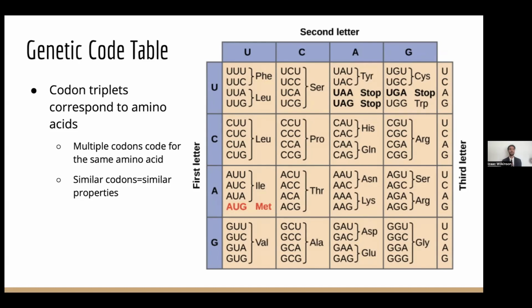This isn't random, this isn't by chance. These similar codons have similar properties. So this is showing us that the creation of the genetic code and amino acids were most likely shaped by some sort of evolutionary process.